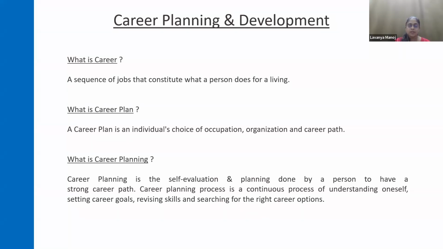Okay, the main reason why companies take career planning as an advancement tool for their employees is to retain the employees. That is the first and foremost point, to retain the employees. Okay, first thing.